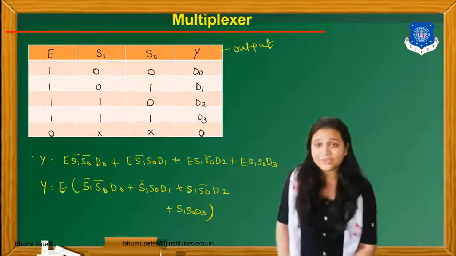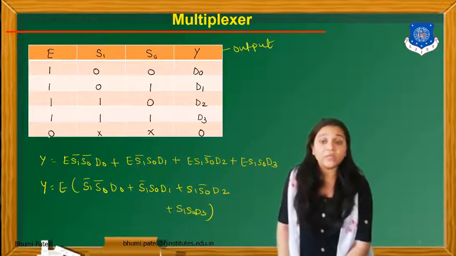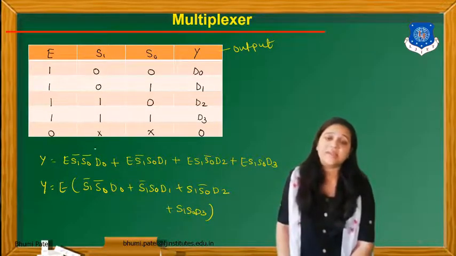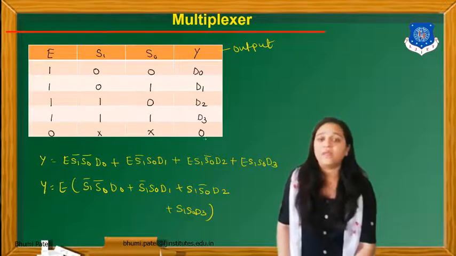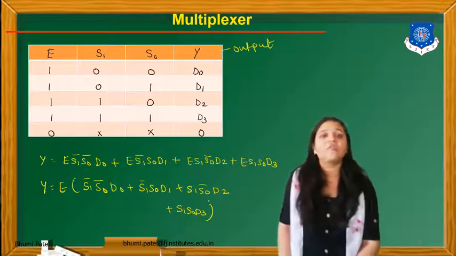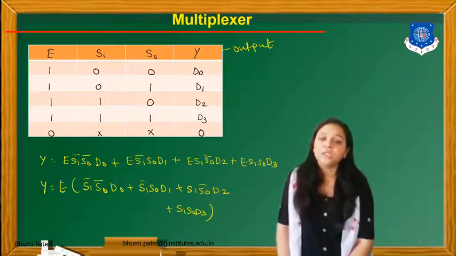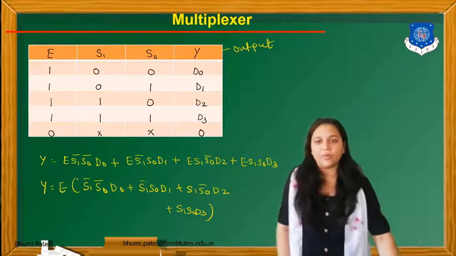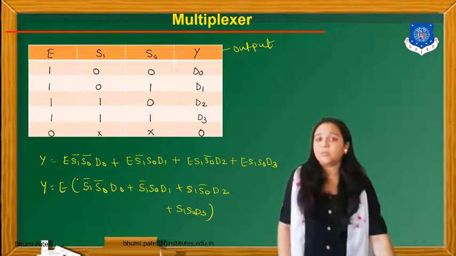Now here you can see that the fifth condition, if enable is 0, means the enable pin is low. So whatever the selection line is there, we cannot get the output. So the must condition for the multiplexer is the enable must be high for this particular system. So this is the equation for the multiplexer.